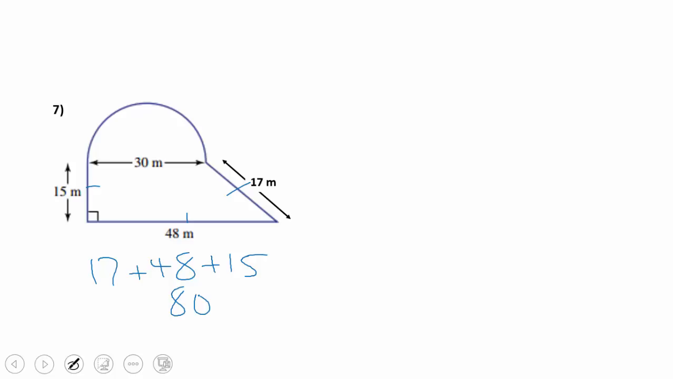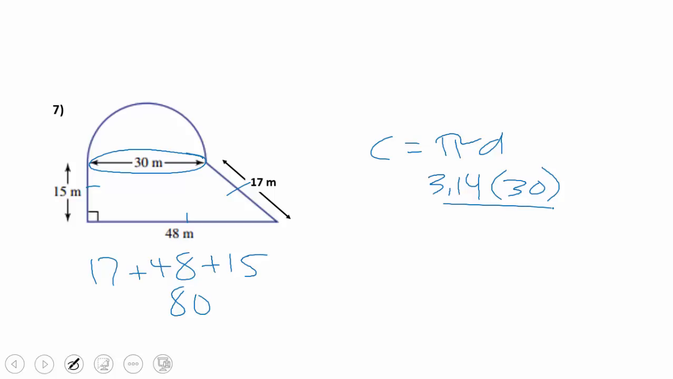And then I have my semicircle to deal with, and how nice of them. They gave us the diameter. Very cool. So circumference is pi times the diameter. That's 3.14 times the diameter of 30. And we almost forgot we only want half of it, so we're going to divide it by 2.